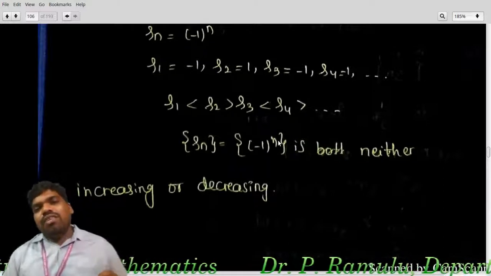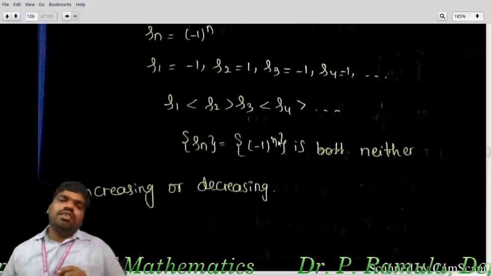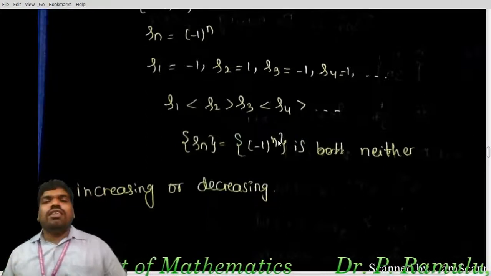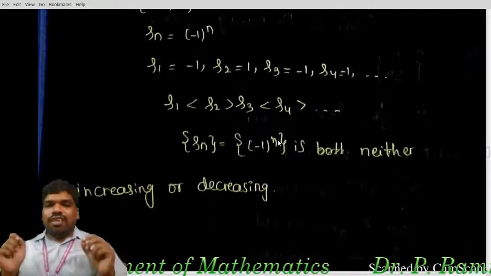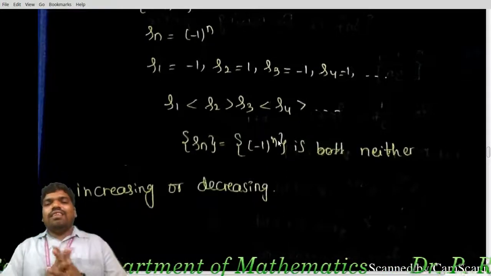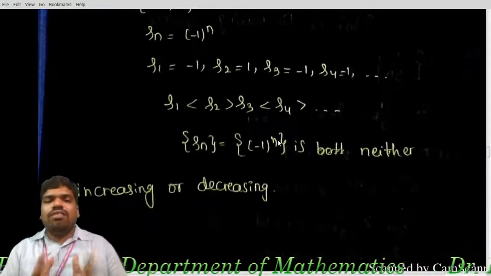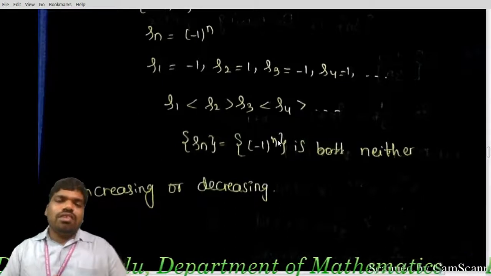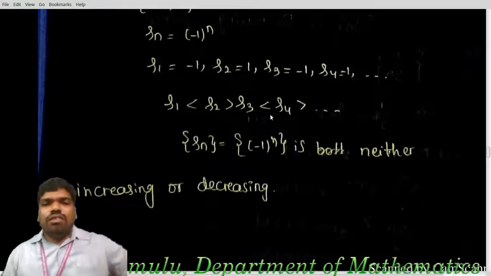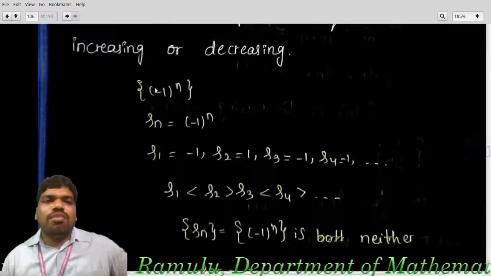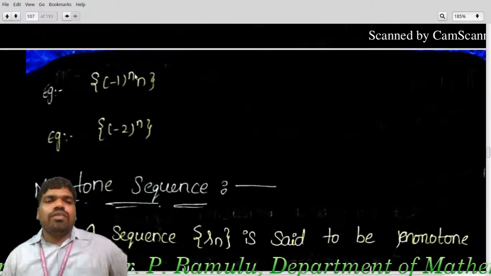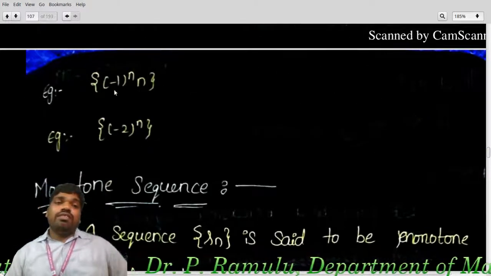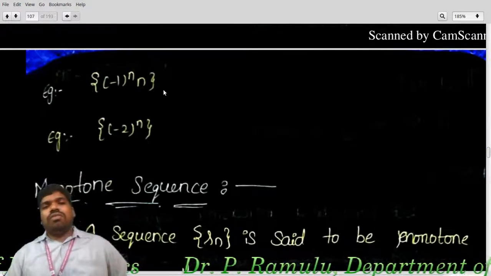If S1 is less than S2, less than S3, it is increasing. If S1 is greater than S2, greater than S3, it is decreasing. But here less than and greater than both happen. That's why it is neither decreasing nor increasing. Therefore, the sequence (-1)ⁿ is the example for the given question. Similarly, (-1)ⁿ is also neither increasing nor decreasing, as the terms of the sequence oscillate.